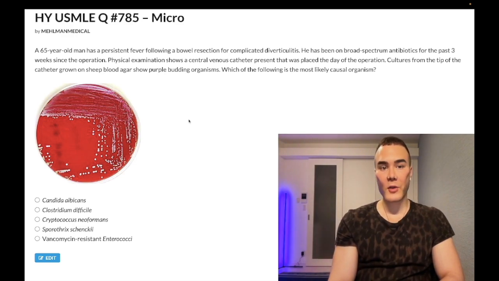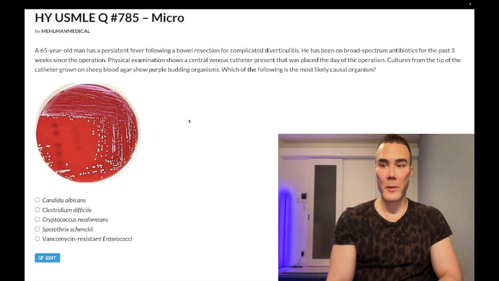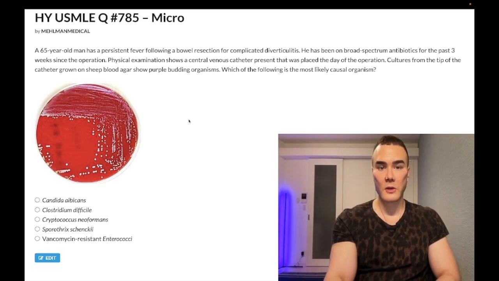Now start the clip. 65-year-old man, persistent fever following a bowel resection for complicated diverticulitis. He's been on broad spectrum antibiotics for the past 3 weeks since the operation. Physical exam shows a central venous catheter present that was placed the day of the operation. Cultures from the tip of the catheter grown on sheep blood agar show purple budding organisms. Question wants to know which of the following is the most likely causal organism.